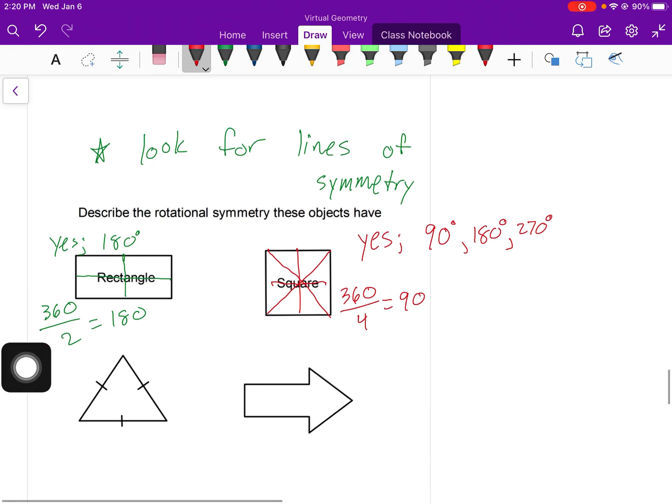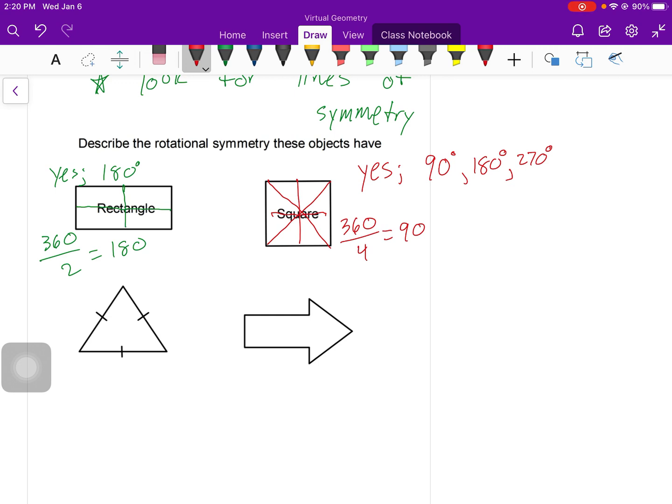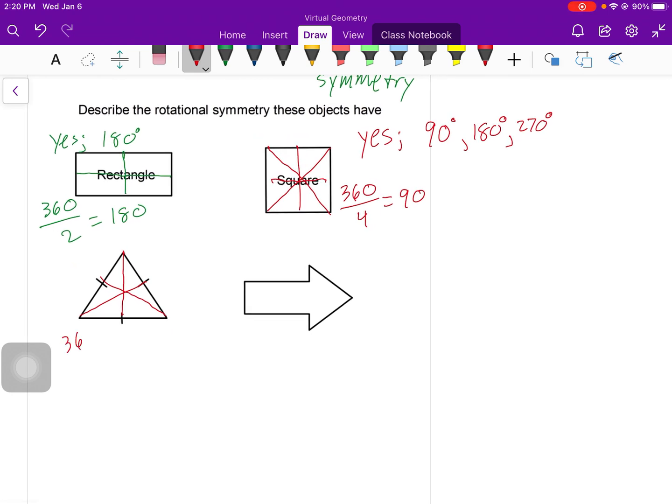For the triangle example, if I draw in a line right there, I have 1 line of symmetry, 2 lines of symmetry, and 3 lines of symmetry. So I'm going to say 360 divided by 3 is 120. So yes, this thing has rotational symmetry at 120 degrees and 240 degrees. I don't write 360. You will never write 360. You'll not write a number bigger than 360 for these answers.